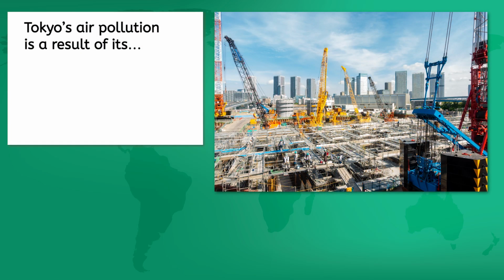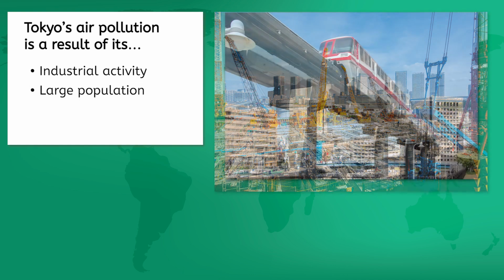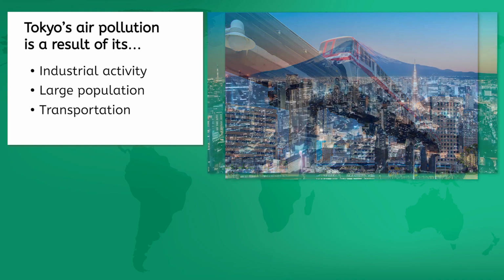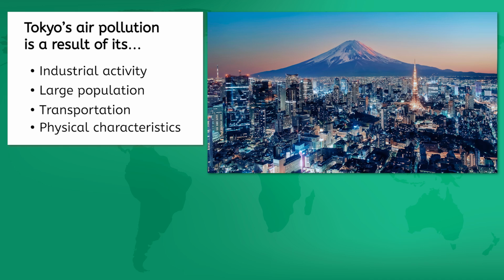Based on this information, we can infer that human characteristics like industrial activity probably contribute to much of Tokyo's air pollution. Plus, Tokyo's the most populated city in the world. With all those people comes a lot of movement. Transportation probably contributes to pollution too. And Tokyo's physical characteristics make the problem even worse. Mountains and hot air trap pollutants in the city.